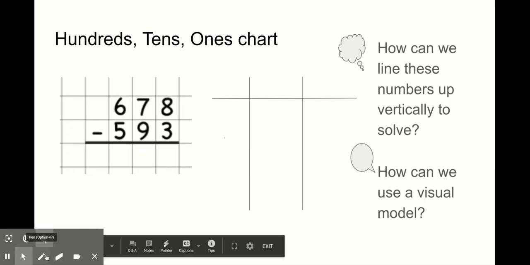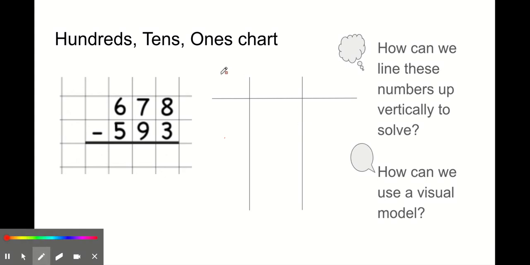All right, time for one more strategy. In this hundreds, tens, ones chart, we're going to use place value discs. Now, you might remember using actual place value discs at school. At home, it's a little bit different. You'll have to draw them. It's similar to the hundreds, tens, ones blocks that we saw, but this way, you can sort of visualize it in a little bit of a different way.